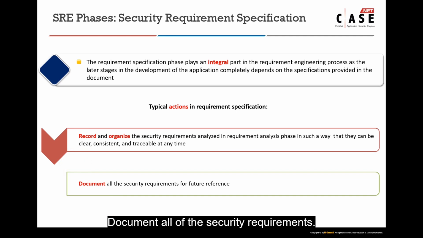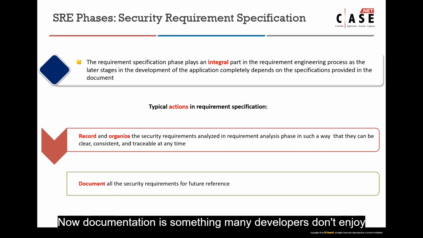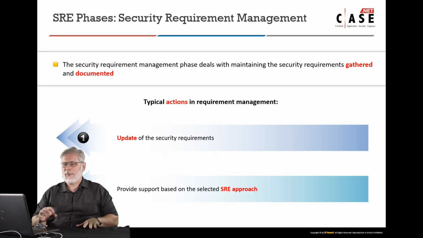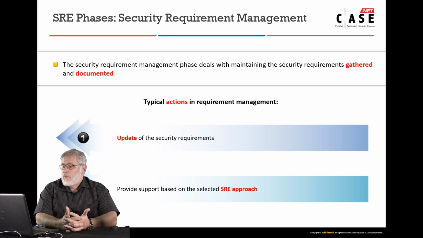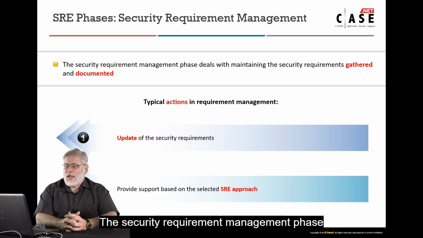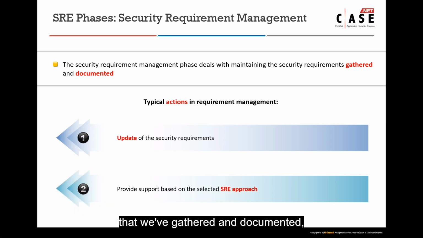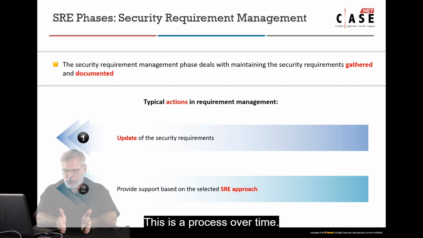Document all of the security requirements. Now, documentation is something many developers don't enjoy, but it's a critical part of good software engineering. The security requirement management phase means that we look at all the things that we've gathered and documented, and literally we manage them. We may need to update security requirements. This is a process over time.